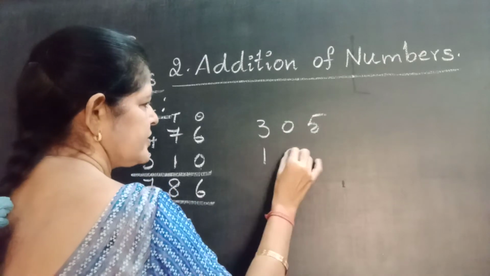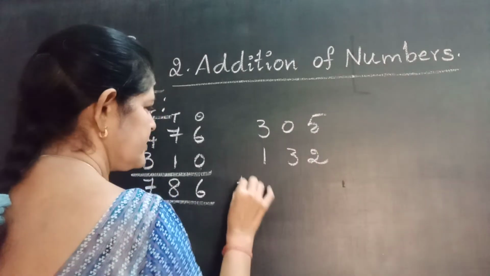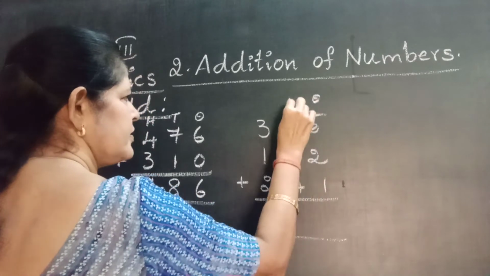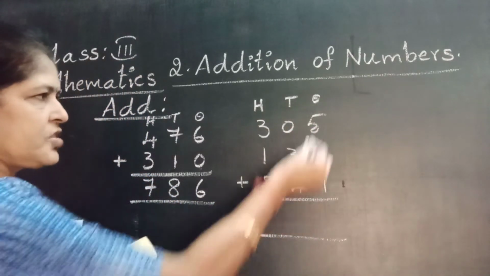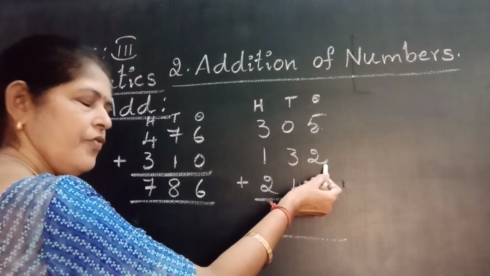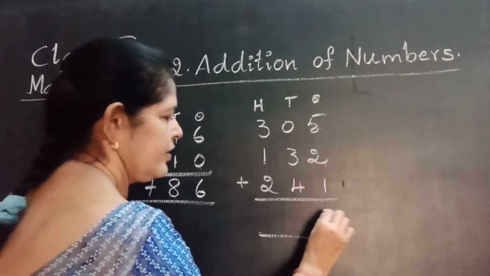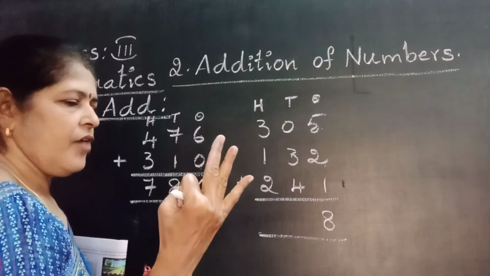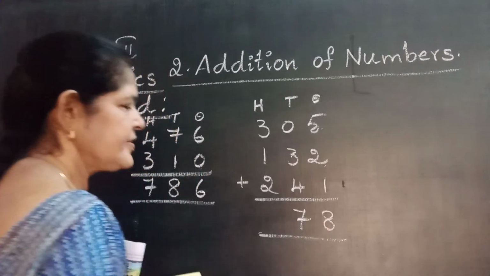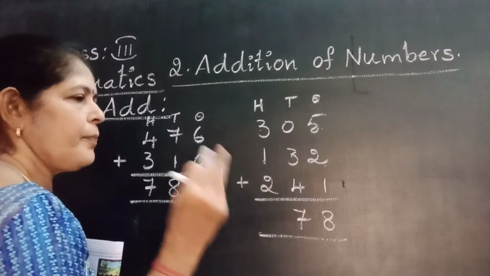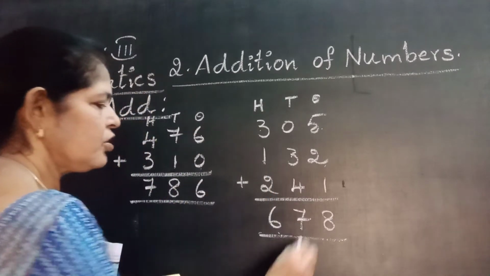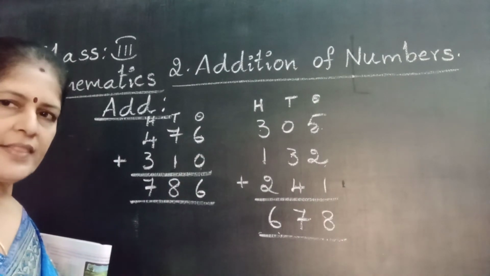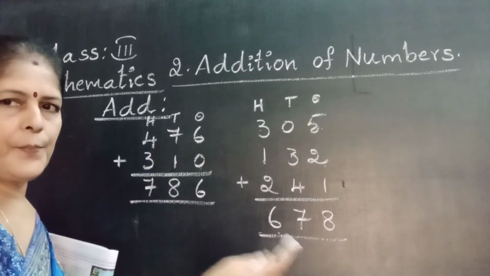305 plus 132 plus 241. 1's place, 10's place, 100's place. Come on, start from 1's place. 5 plus 2, very good, 7. 7 plus 1, 8. Now adding 10's, 3 plus 4, take 3 fingers, 4 after 5, 6, 7. Write in the 10's place. 3 plus 1, 4. 4 plus 2, 5, 6. The total goes to 678. These two additions are adding 3-digit numbers without regrouping.